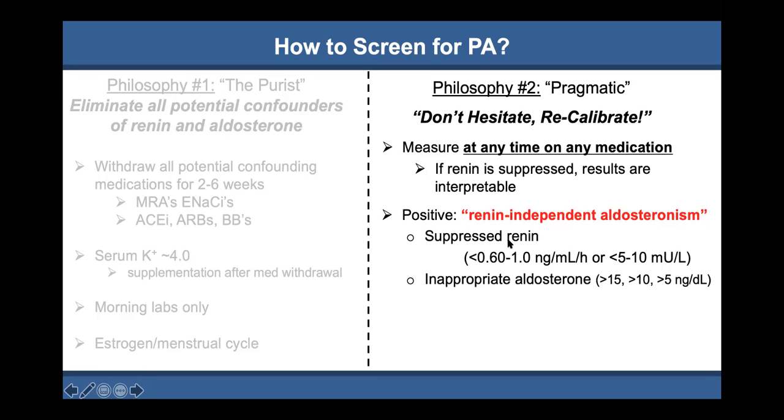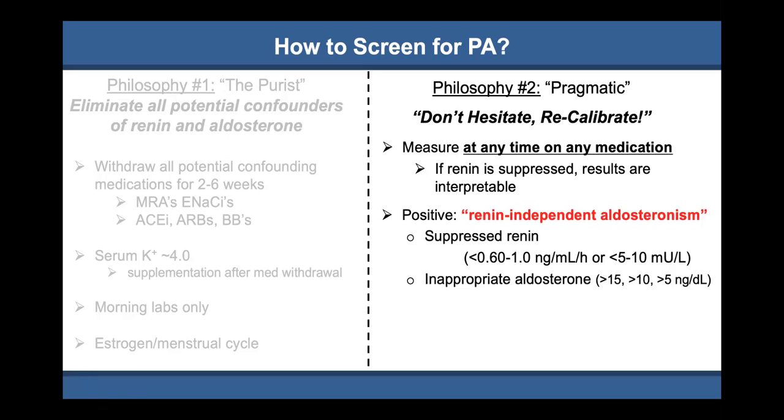So step one, they need a suppressed renin. With a plasma renin activity, this is ideally less than 0.6 nanograms per milliliter per hour. With a renin concentration, ideally less than 5 milliunits per liter, but you can use more liberal criteria if you want to increase your sensitivity. Once you've confirmed that renin is suppressed, you want evidence that there's inappropriate aldosterone production relative to this renin.